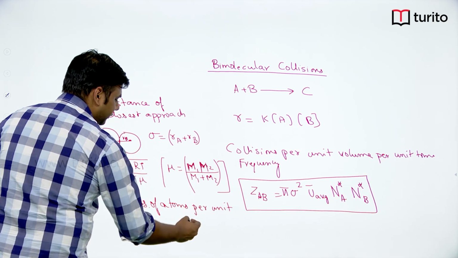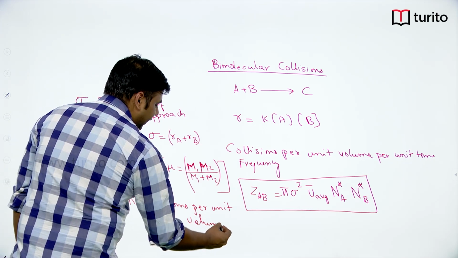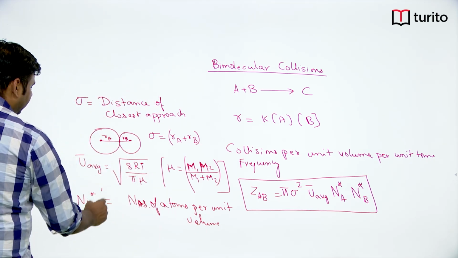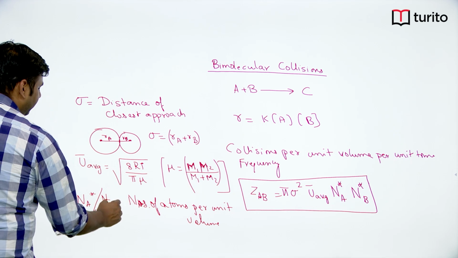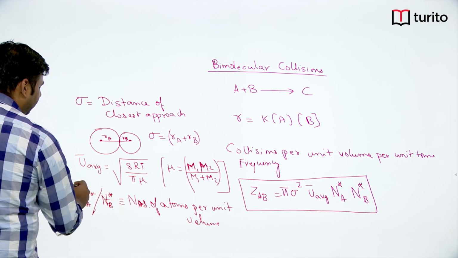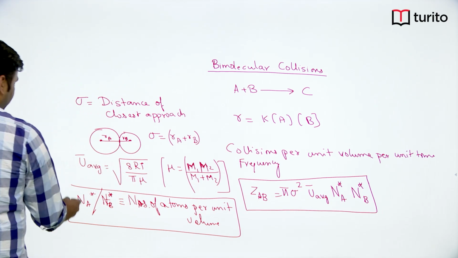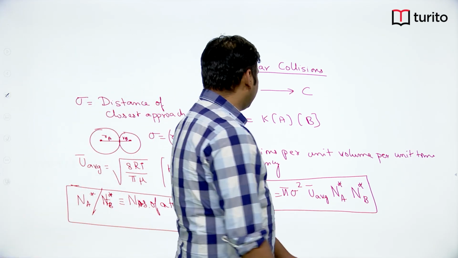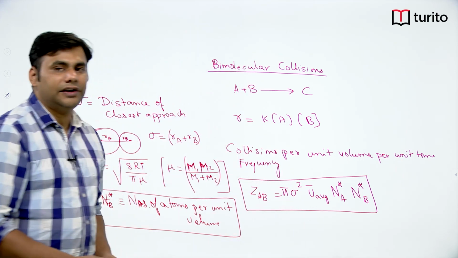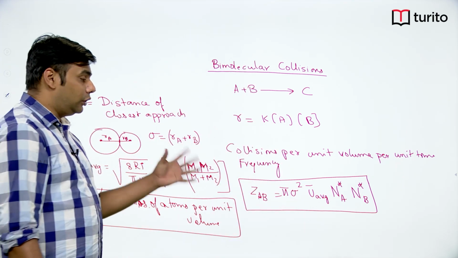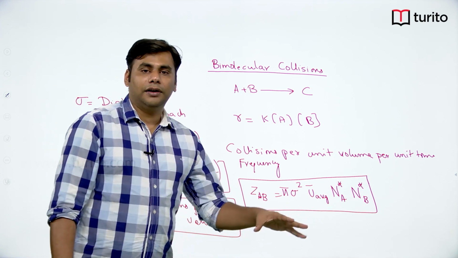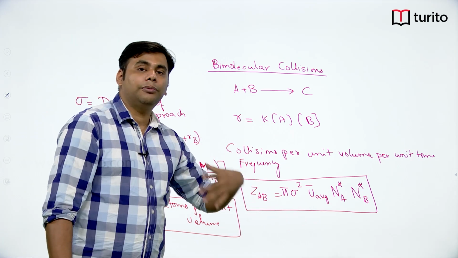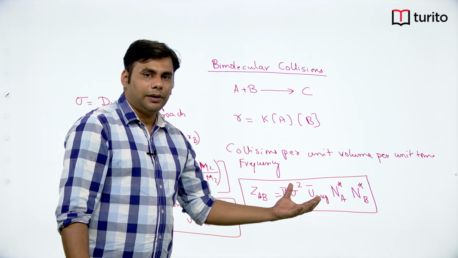Okay, so Na star represents number of atoms of A per unit volume, NB represents number of atoms of B per unit volume. I hope this is clear to everyone. So basically, if you look at this, collision theory says that the more the number of collisions, the more the chances that the collision produces the product.